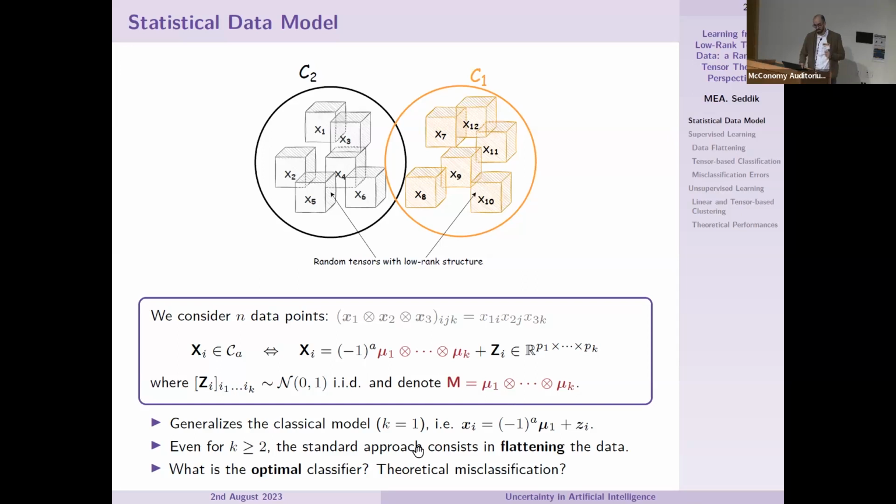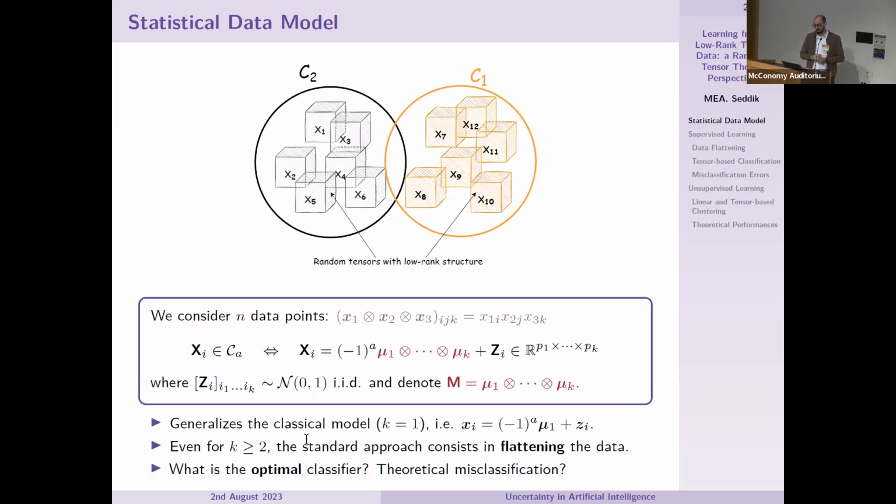And in particular, if you take k equal to 1, you get this simple setting that we have in machine learning of the mixture of 2 Gaussians. And even if you take k greater than 2, a standard approach would consist in flattening your data into some very big vector and then doing the classification with this data.